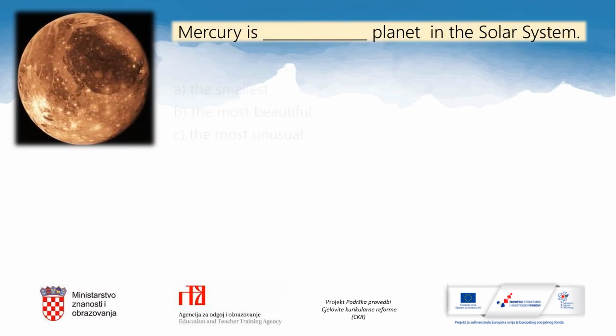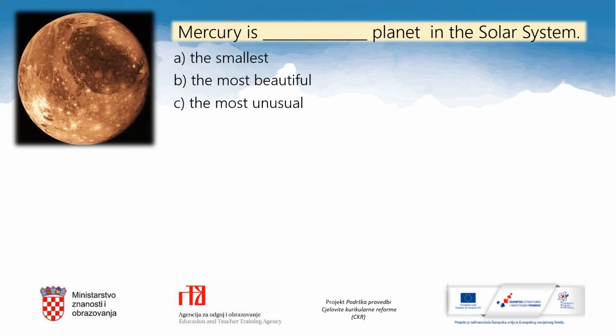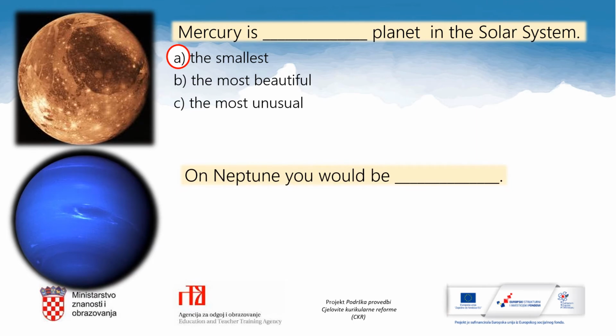Mercury is also the smallest, the most beautiful, or the most unusual planet in the solar system. Remember the picture from the previous slide. The smallest. Good job. And my last question, on Neptune, you would be the smallest, the youngest, or the oldest? The youngest. Well done, everyone.